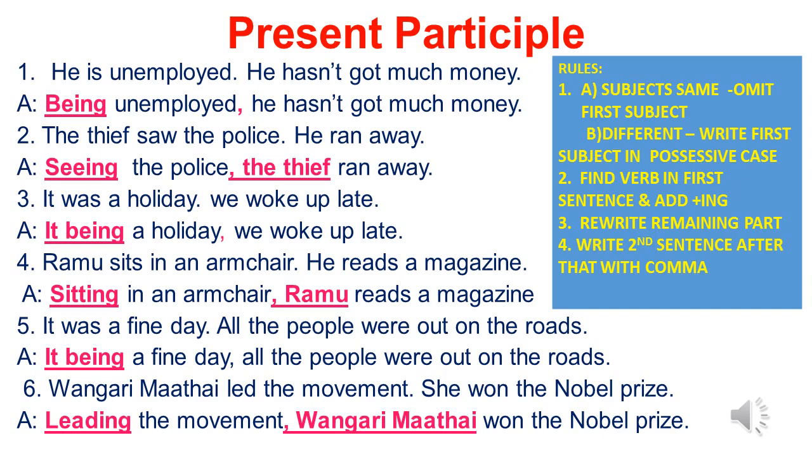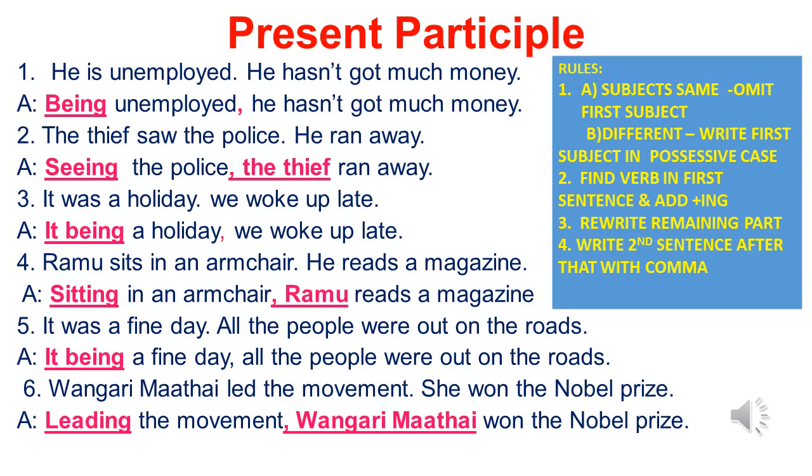Fifth one. It was a fine day. All the people were out on the roads. Here the two subjects are different. That's why we can write the first subject, it, as it is. There was is the verb. Being can be used. It being a fine day, comma, all the people were out on the roads. That would be the answer.